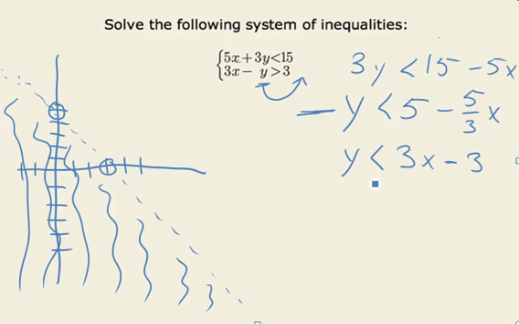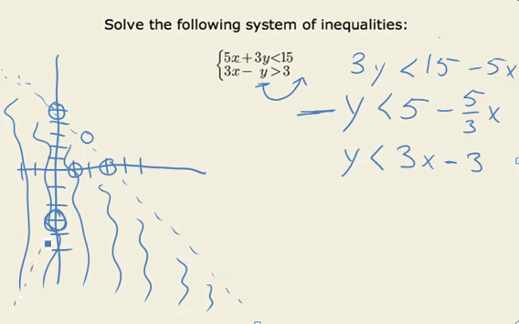Let's graph this second inequality. Let's draw our bounding line, 3x minus 3. This has a y-intercept at negative 3. So right there. Has a slope of 3, so for every 1 unit over, we're going to go 3 units up. 1 unit over, 3 units up.